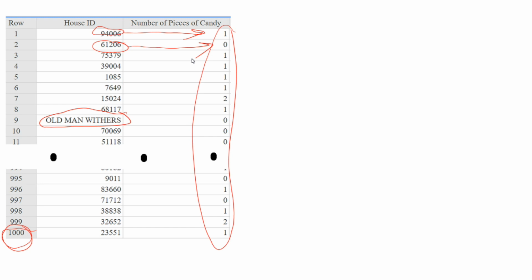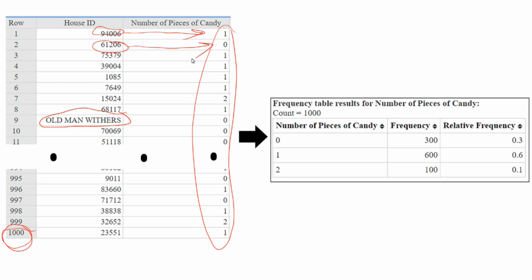We have a raw data set. We have to create a frequency distribution, which, from an empirical approach, is really all a discrete probability distribution is doing for us. So I went into StatCrunch and created a frequency distribution. 0 happened 300 times out of 1,000, so that happens 30% of the time. 1 happened 600 times, so 60% of the time. And 2 happened 100 times out of 1,000, so 10% of the time.